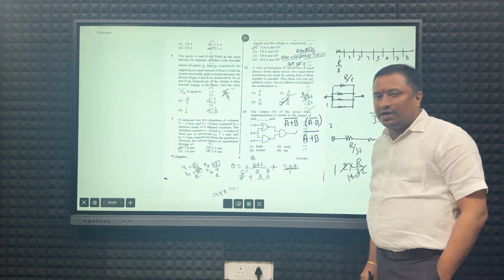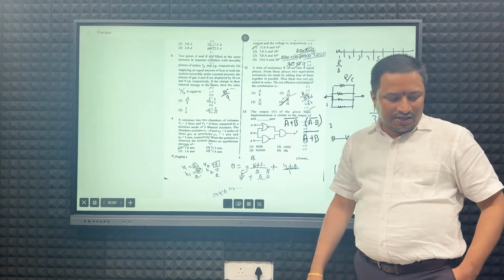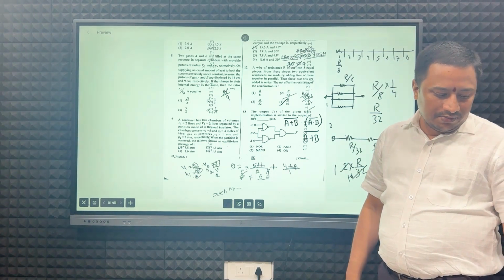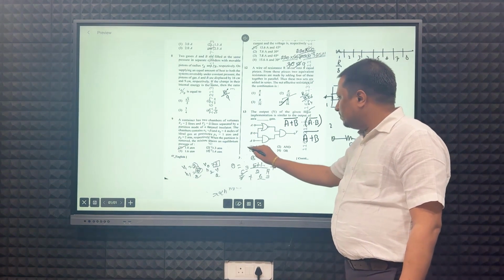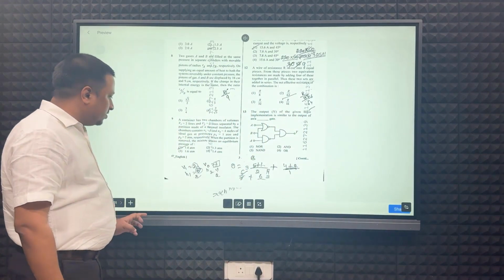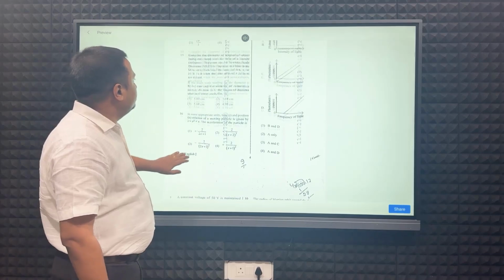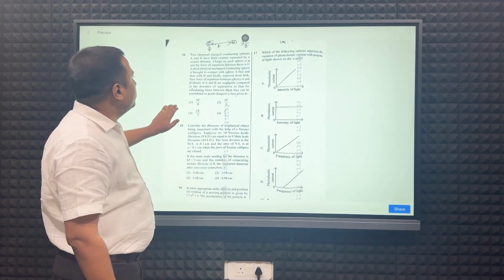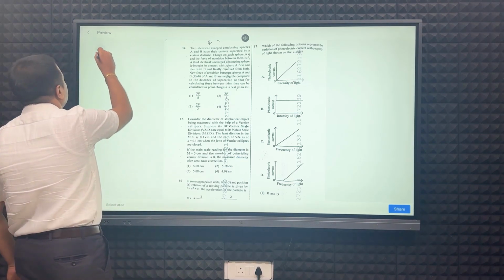Matlab which gate it will become? NOR gate. It's very simple. That's not a big deal. You can directly say that this will become a NOR gate. That is option number 1. Let us proceed further to question number 14. Here we have question number 14. This is from electrostatics, I feel.